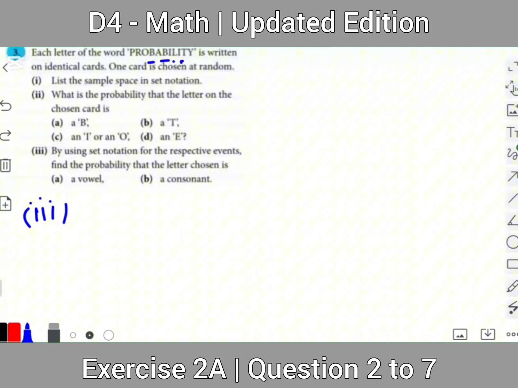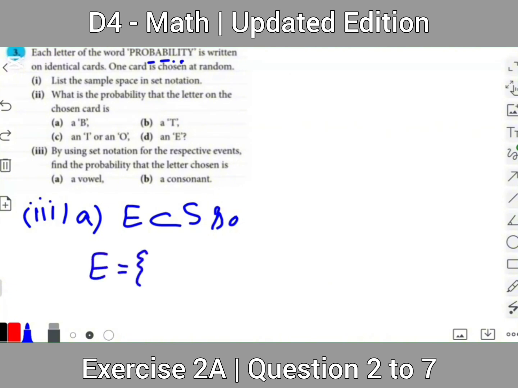Now in part 3, by using the set notation for the respective events, find the probability that the letter chosen is, in part A, a vowel. So let E be the event that the letter chosen is a vowel. Since E is a subset of S, E will be equal to {O, I1, I2}.